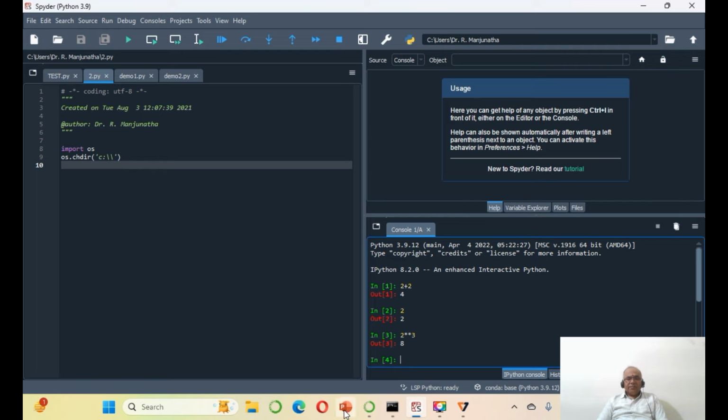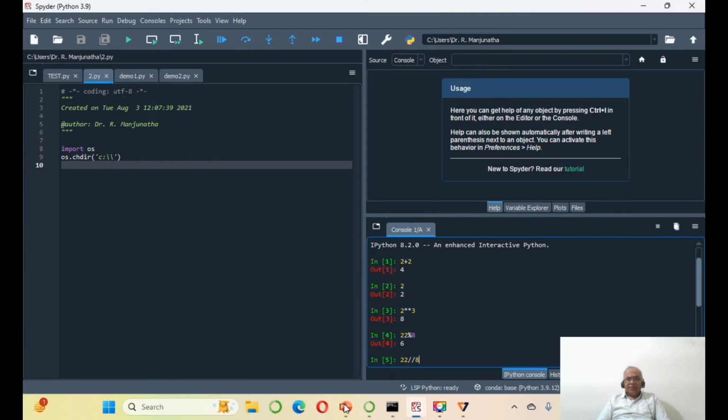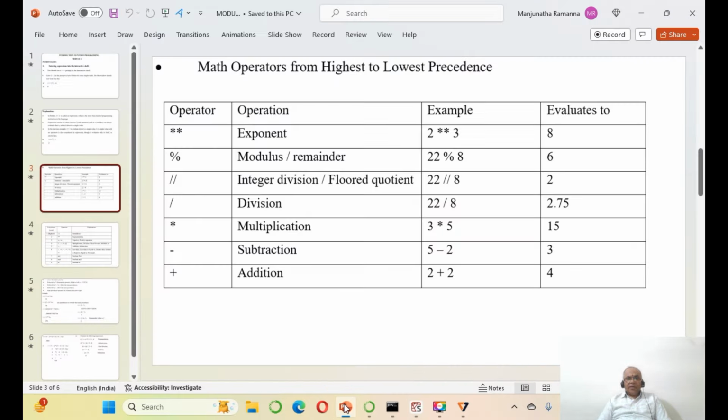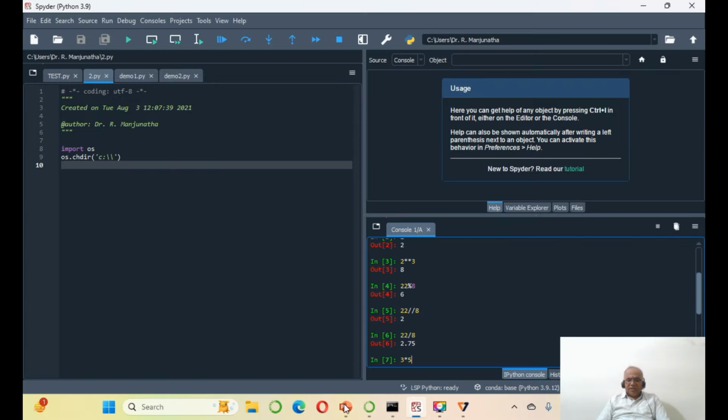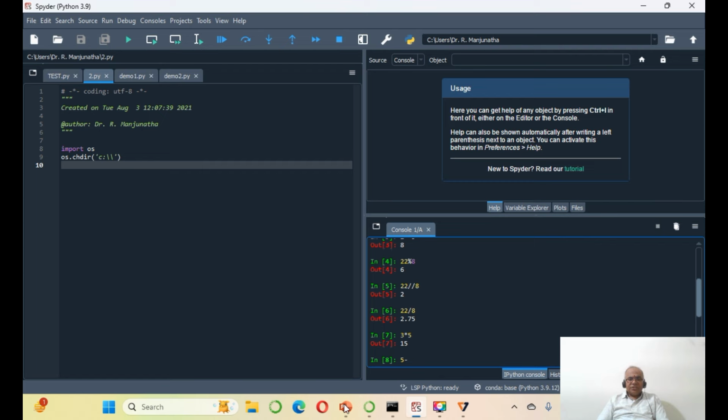Then we have the second one, modulus. 22 % 8 will give you 6. Then 22 floor division 8 gives you 2. Then 22 divided by 8 will give you 2.75. Then you have 3 star 5 multiplication, which gives you 15. Then you have the subtraction 5 minus 2, which gives you 3. And then 2 plus 2, that is the addition, will give you 4.